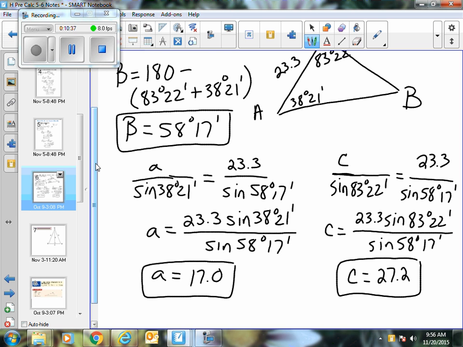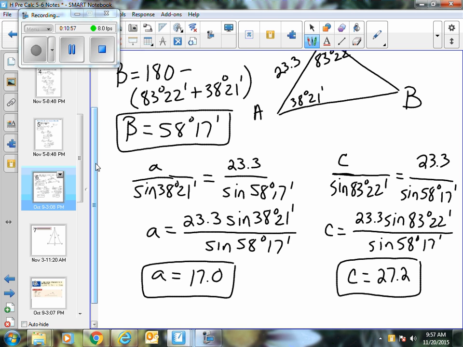So just a reasonable check. Which is your biggest angle in this triangle? Angle C, right? So side c should be the longest. Next biggest angle is B, so that means 23.3 should be the middle side. And then the smallest angle is A, so side a should be the smallest, so everything checks out. So really nice way to solve non-right triangles.